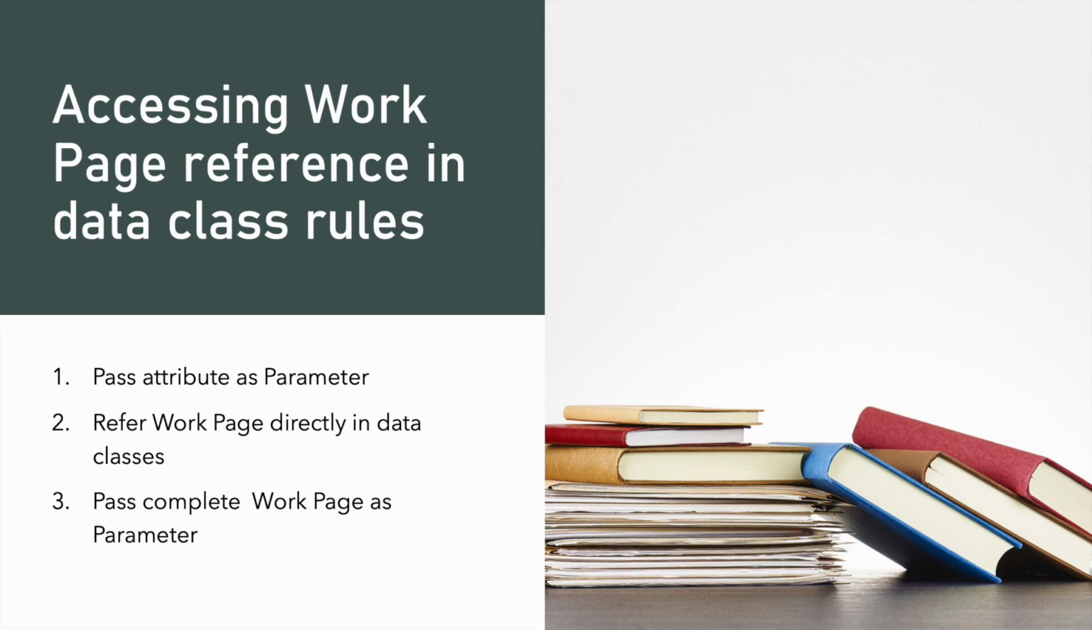The second way is when you have many attributes you want to access. You want to get that value and then set something on the work page, on the pyWorkPage. So it's like a get and set you want to do on the work page, based on some condition, in the data class rule only. In that kind of scenario we need the entire work page. Passing one attribute will not help, so we can refer to the work page directly in data classes, which we will see.